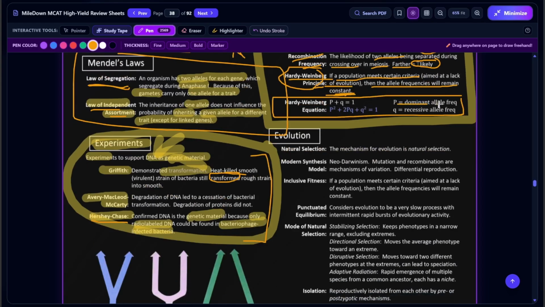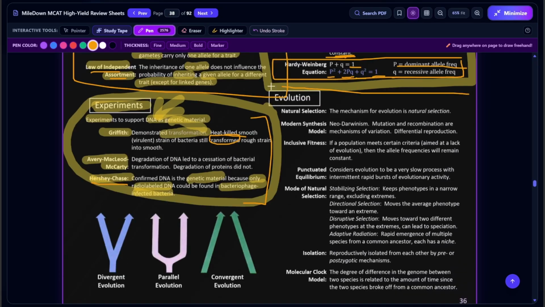So p is equal to your dominant allele frequency, and q is your recessive, so p plus q is equal to 1 whole. And then his equation is that p squared plus 2pq plus q squared is equal to 1. And then the evolution is that, actually, one second, I'll explain that a little bit more.